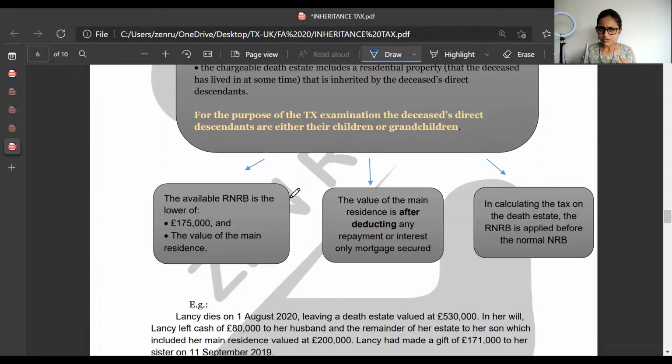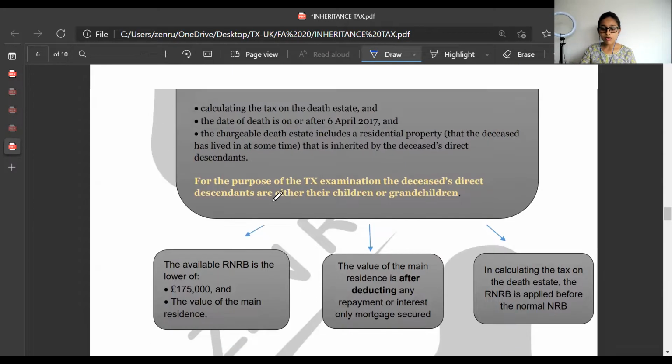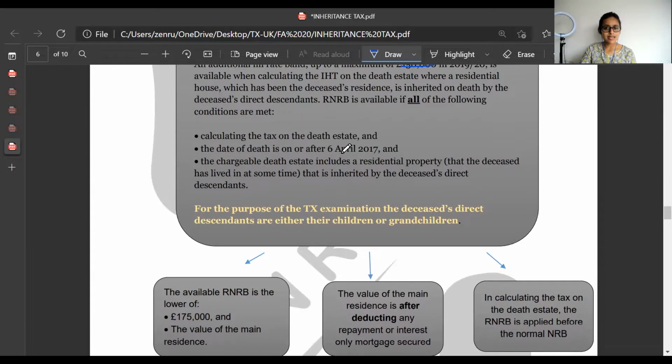So 175,000 is the amount, and in the death estate, the main residence must have been transferred to any direct descendants, and the death must have happened on or after 6th April 2017, and obviously there must be residential property inside the death estate. These are the conditions for getting an RNRB. So RNRB is a very important area.